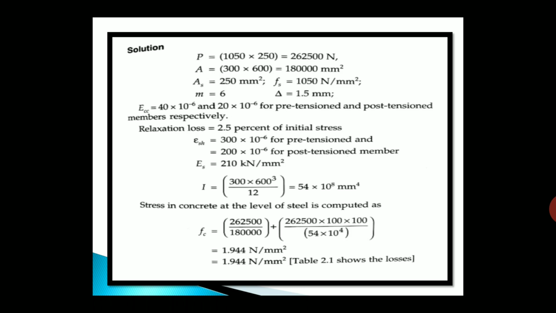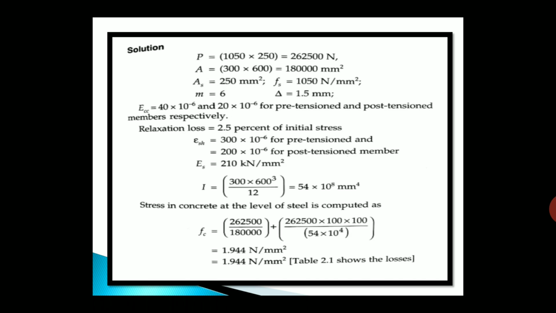Firstly, as stress is given, let us calculate the pre-stressing force, that is stress into the area of steel. So guys, don't make a mistake here, don't take concrete area, because the stress is related with steel only. Pre-stress is applied in steel, not in concrete. So P is equal to 1050 into area of steel, which is given. We get an answer of 262,500 Newton. Then area of the section, or if you want you can name this as AC, that is area of concrete, 300 by 600, which comes out to be 180000 mm square.